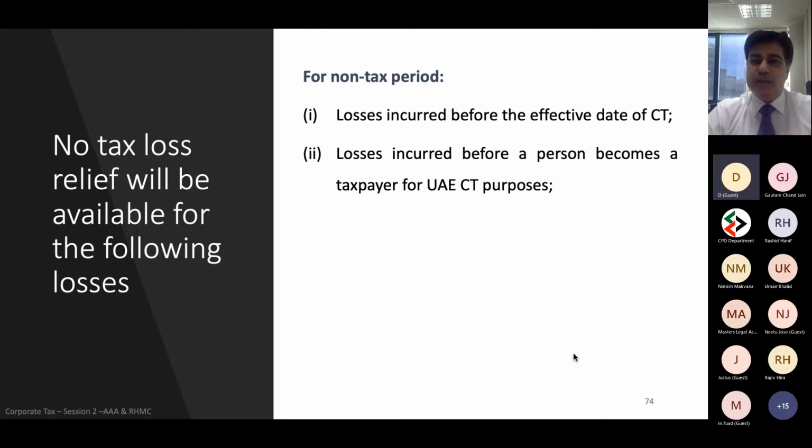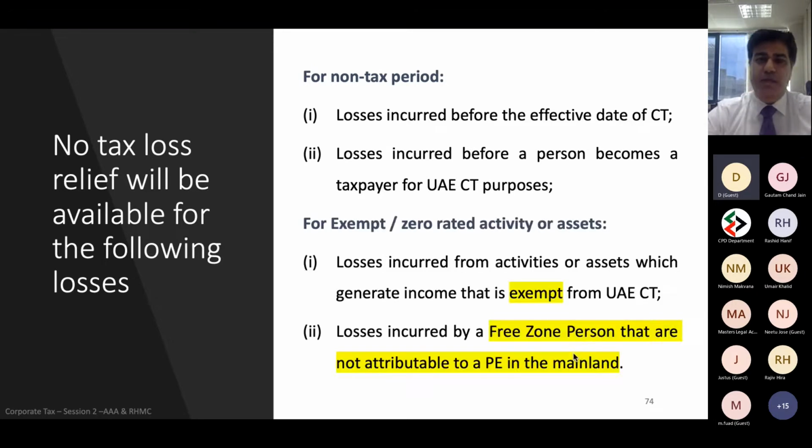Losses incurred before a person became taxable for UAE corporate tax purposes. So unless you are within the bracket of applicability, it won't turn out to be any benefit. For exempt or zero-rated activity or assets, losses incurred for an activity or asset which generates income that is exempt from UAE corporate tax or zero corporate tax, again, that will not be allowed.